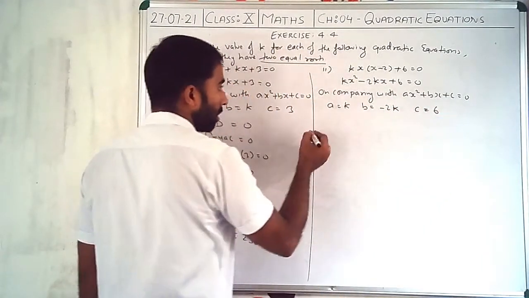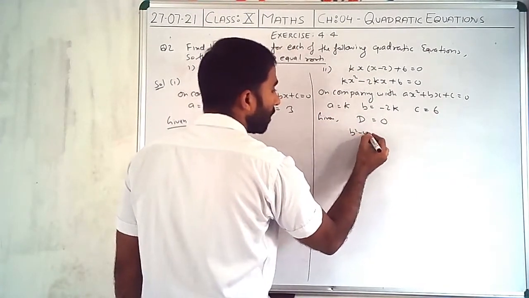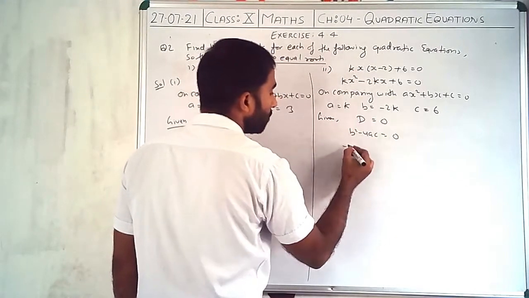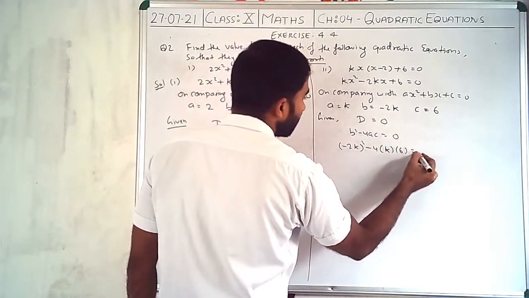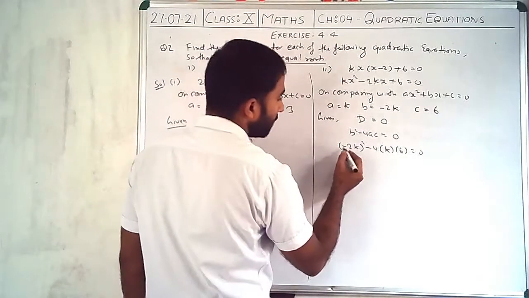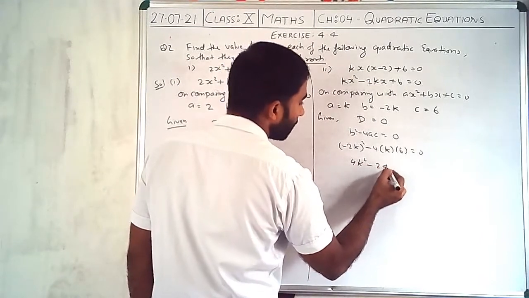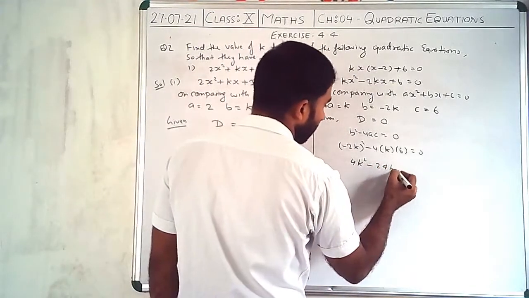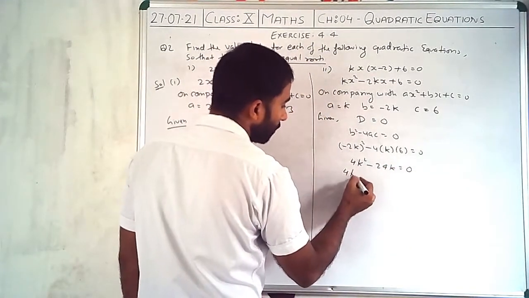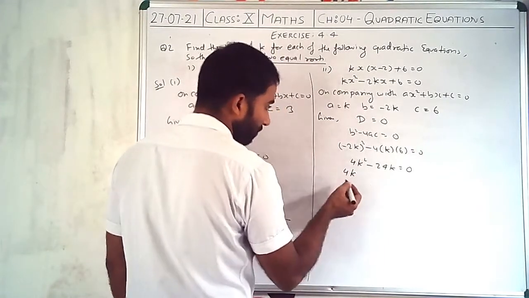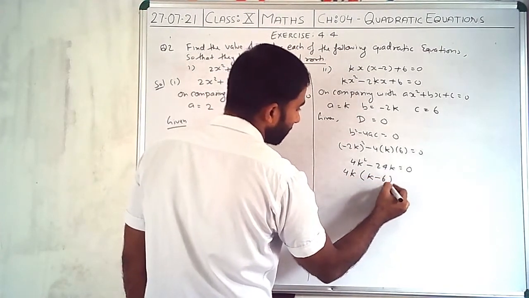Now, what is given is D is equal to 0. So b square minus 4ac is equal to 0: minus 2k whole square minus 4 times k times 6 is equal to 0. Expanding, 4k square minus 24k is equal to 0. Now you can take 4k common, so the remaining portion is k minus 6 is equal to 0.